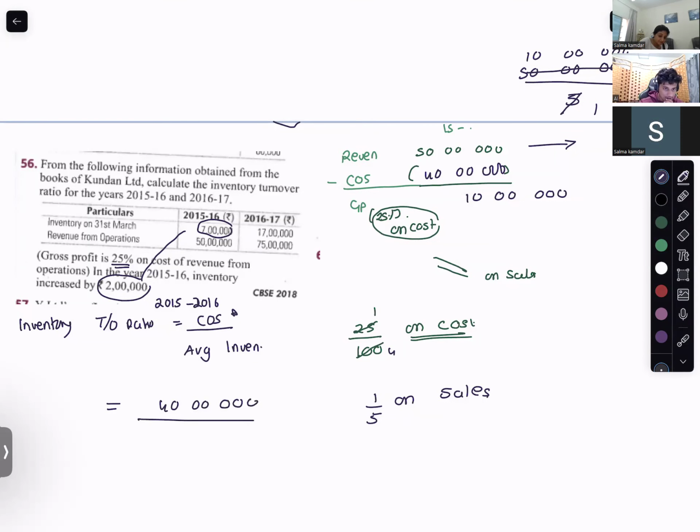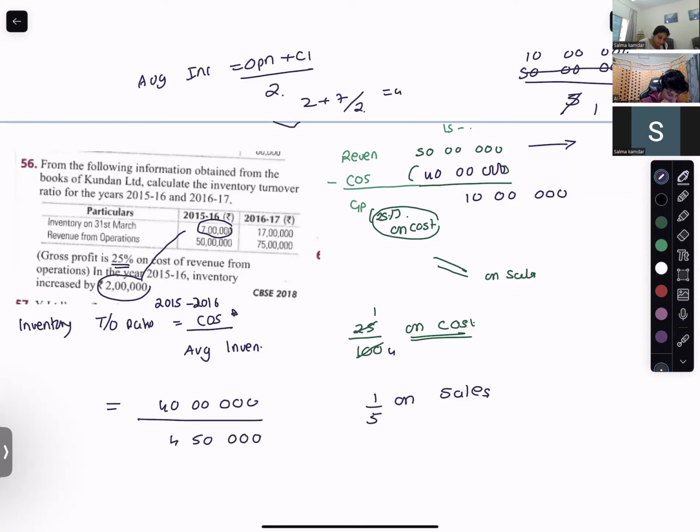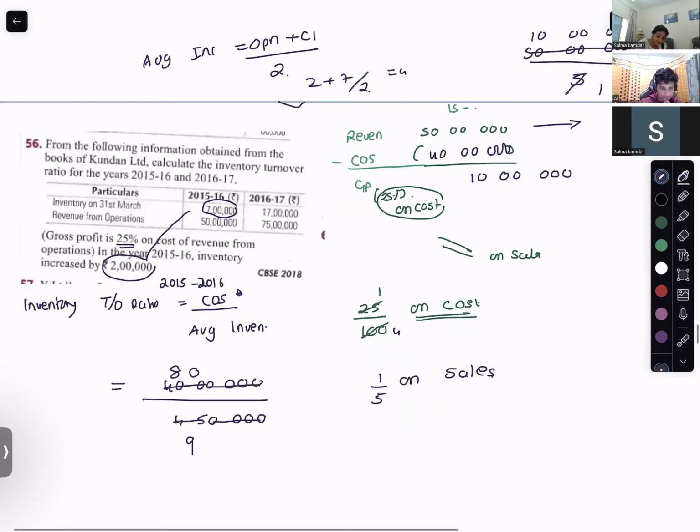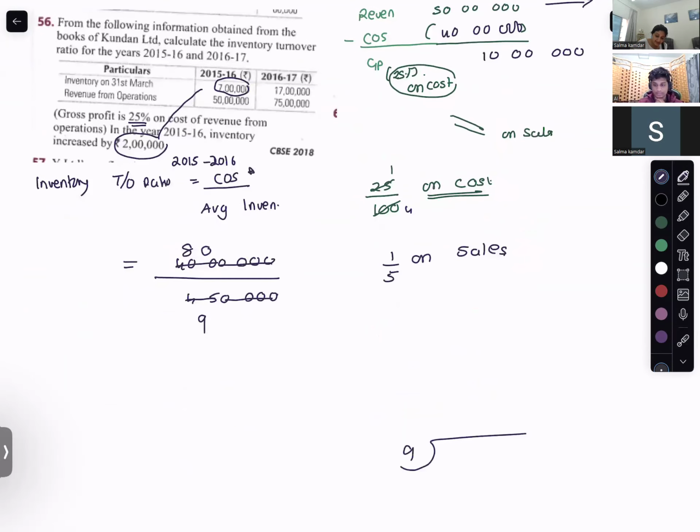Now average inventory. Average inventory would be opening plus closing divided by 2. So 2 plus 7, 9 divided by 2. So it is 4.5 lakh, that is 4,50,000. So after I do all this, 5 nines are 45, 5 eights are 40. Now I'll do 80 divided by 9.